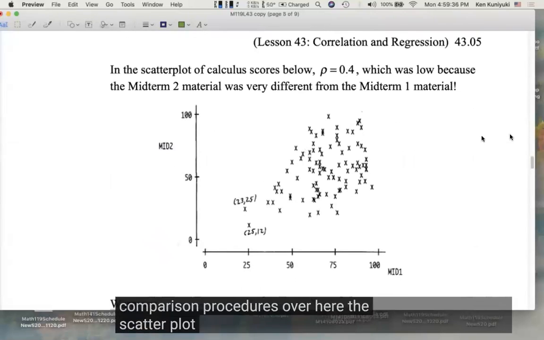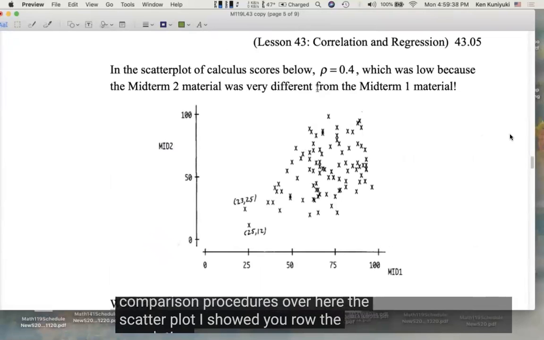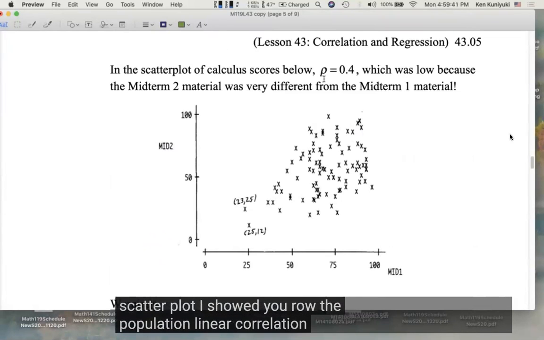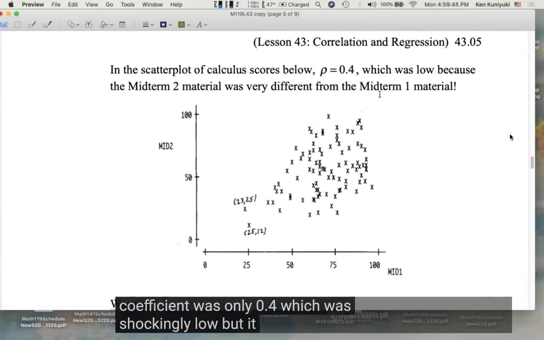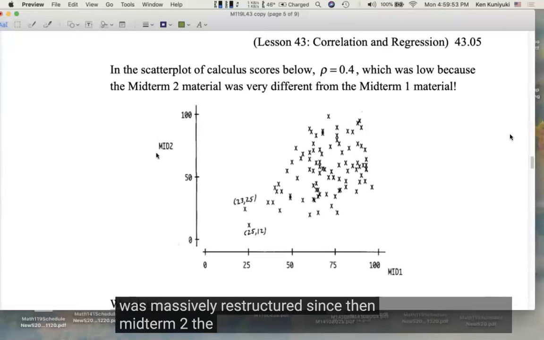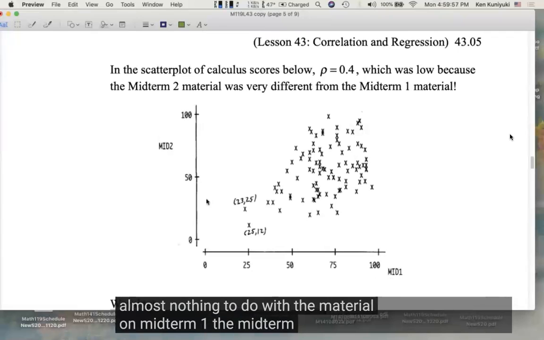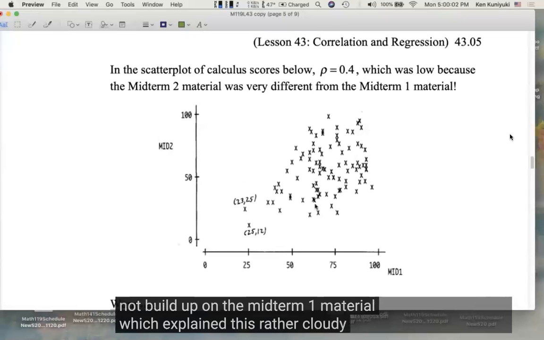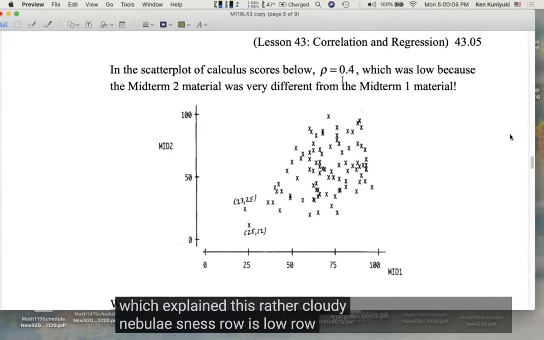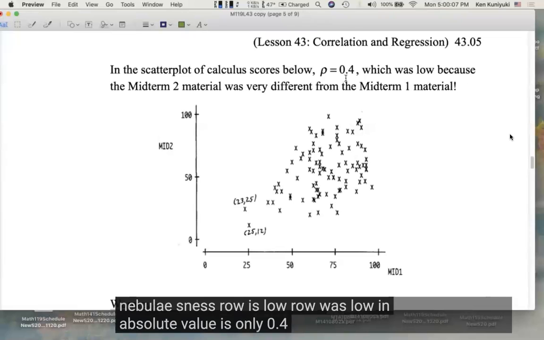Over here, in the scatter plot I showed you, rho, the population linear correlation coefficient, was only 0.4, which was shockingly low, but it revealed something about the class. In fact, this class was massively restructured since then. The material on midterm 2 had almost nothing to do with the material on midterm 1. The midterm 2 material did not build up on the midterm 1 material, which explained this rather cloudy nebulousness. Rho was low in absolute value. It was only 0.4, surprisingly close to 0.